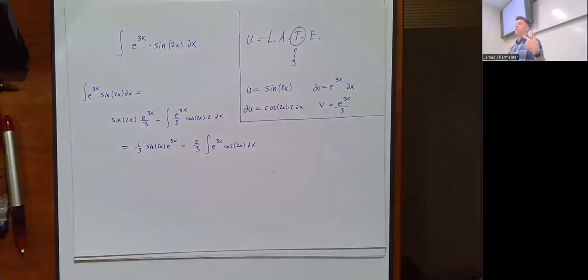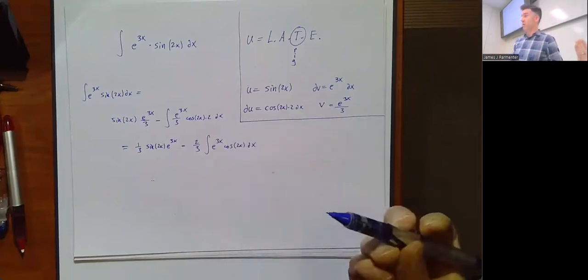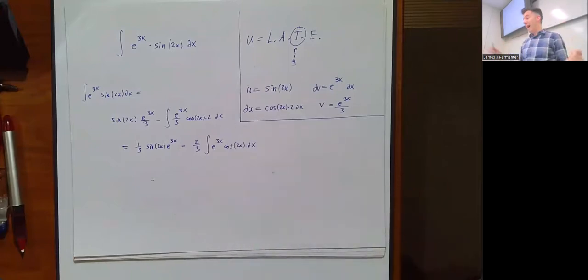Whatever you've done the first time, you have to make the same type of choice the second time. So if I've chosen u to be my trig thing and dv to be the rest, I again need to choose u to be the trig thing and dv to be the rest. If you make the opposite choice, you'll actually end up undoing all the work you've done, and you'll end up getting that the integral of e to the 3x times sine of 2x is equal to the integral of e to the 3x times sine of 2x, which is totally true and totally not helpful, because of course the integral is equal to the integral. But you haven't gotten anywhere.